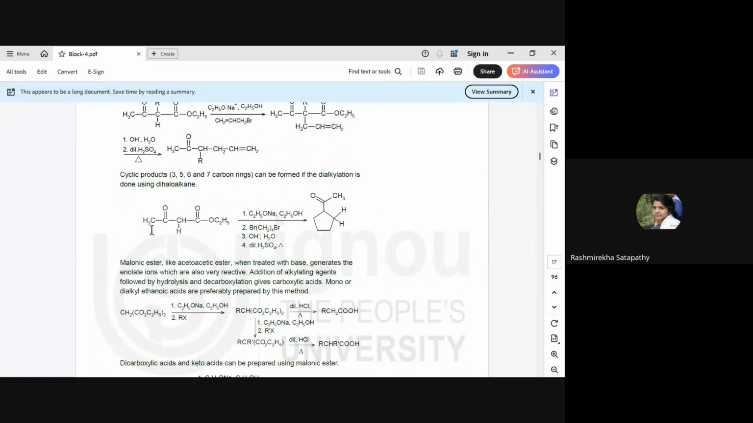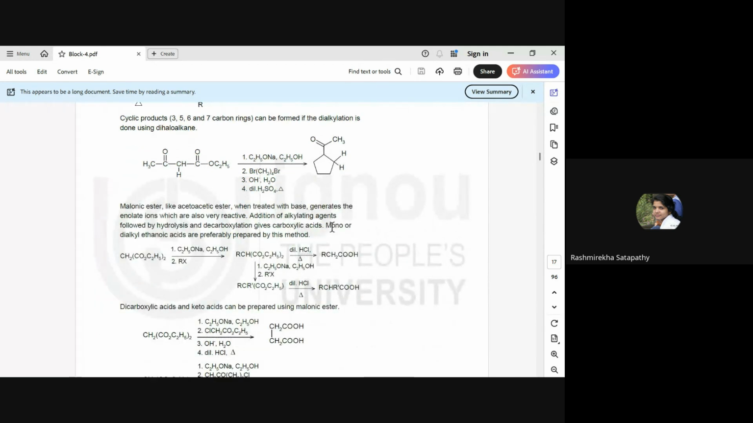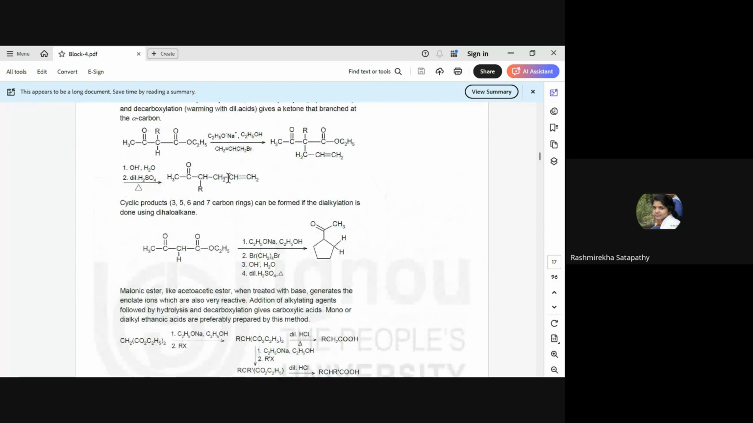This cyclic product is obtained in the presence of sodium ethoxide and this bromo compound, and in the presence of dilute sulfuric acid and heating, these cyclic compounds are formed. Malonic ester follows a similar mechanism to acetoacetic ester.